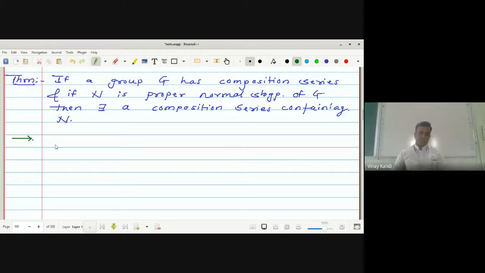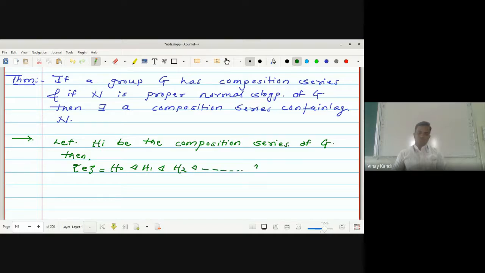Good. Let Hi be the composition series of capital G. Then the singleton E is equal to H0, which is not only normal but maximal normal in H1, which is maximal normal in H2, and so on, up to Hn minus 1, which is maximal normal in Hn, which is equal to G, given in question number 1.